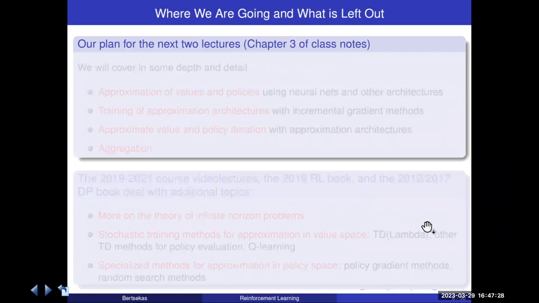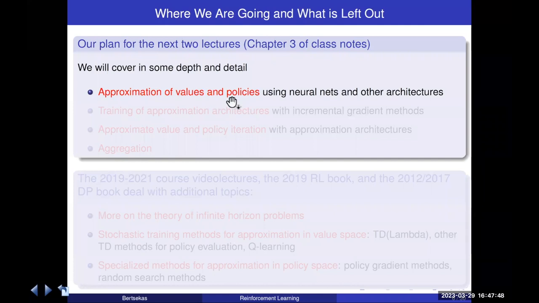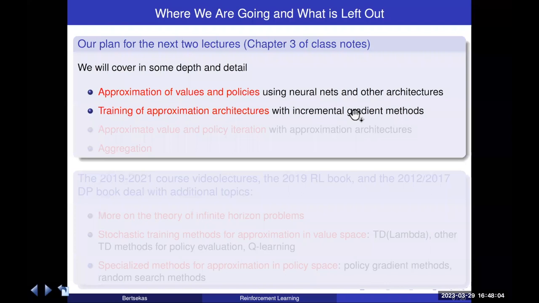And here's where we're going. We're going to do two more lectures, today and next week, and they're going to be based on the material of chapter 3 of your class notes. We will cover approximation of values and policies using cost function approximations, and policy approximation using neural networks and other architectures. The training of this approximation architecture is using incremental gradient methods. This is what we're going to do today.